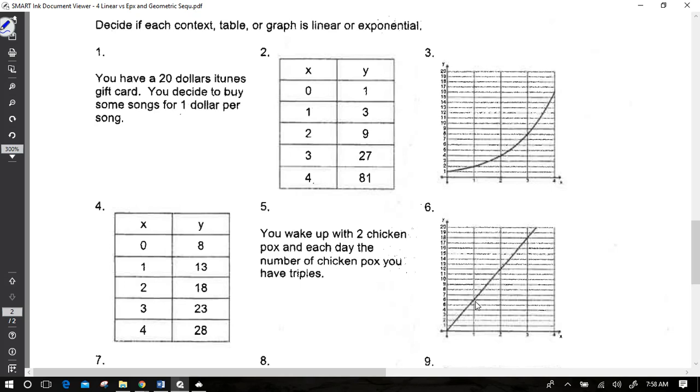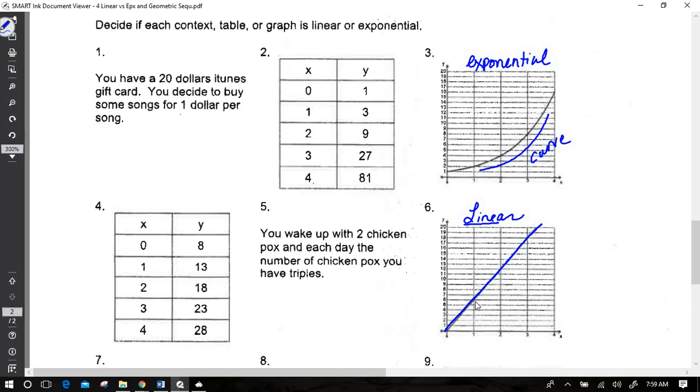So I'm hoping that everybody determined that number 6 was linear. And why would you have said that it was linear? Well, it is a perfectly straight line. Okay? Linear, remember, means straight line. Number 3 is going to be an exponential model. Exponential. And you know that by looking at it because it has this curve. Okay? So exponential has a curve. Linear is a perfectly straight line.